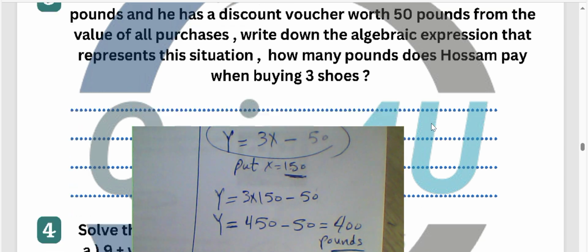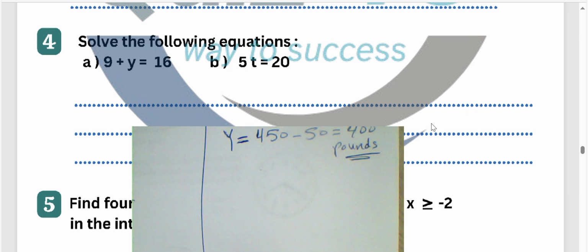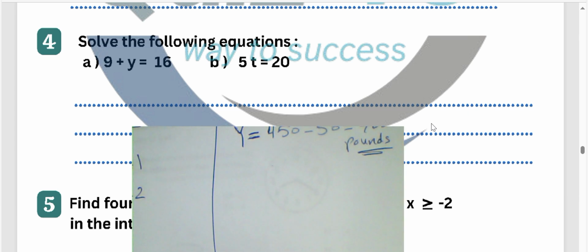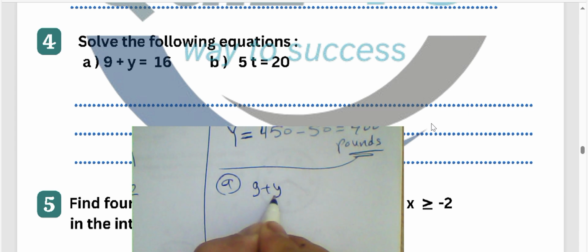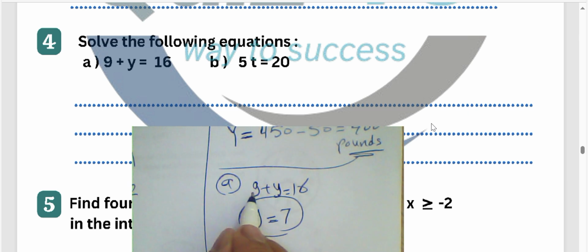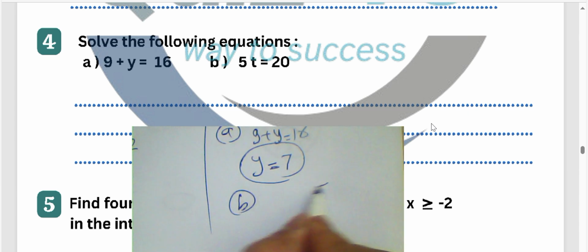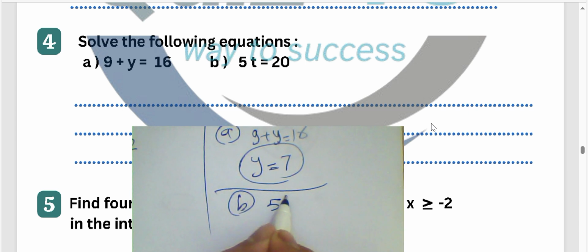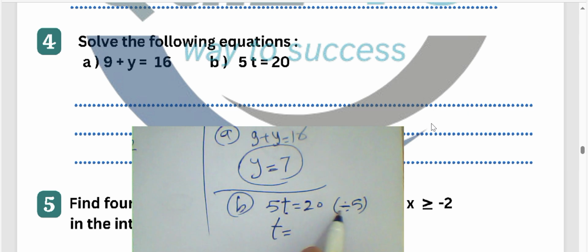Question number 4. Solve the following equation. Letter A. We have 9 plus y equals 16. Then the value of y will be 7, because 7 plus 9 equals 16. Now letter B. We have 5t equal 20. We can divide it by 5. Then the value of t equals 20 divided by 5 equals 4.